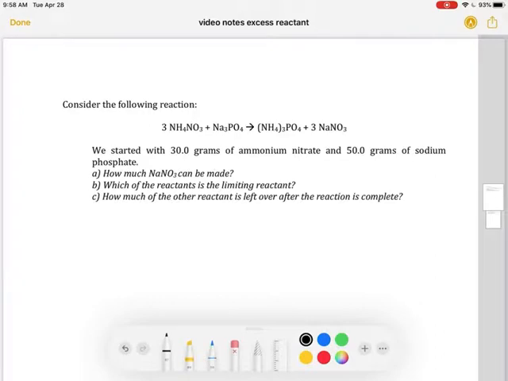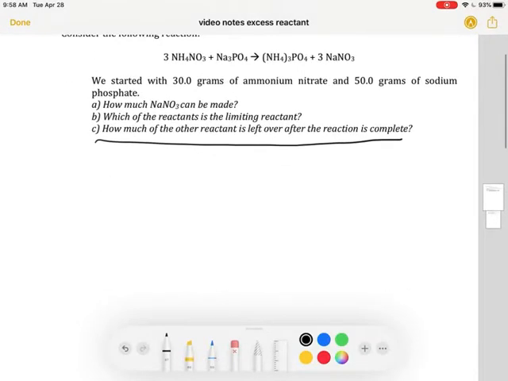Which of the reactants is a limiting reactant, and how much of the other reactant is left over after the reaction is complete? Because if one is limiting you, that means there's going to be leftover of the other kind, okay? So what I'm going to start with is just writing down the molar masses of these, because we don't want to have to worry about that. You know how to do that.